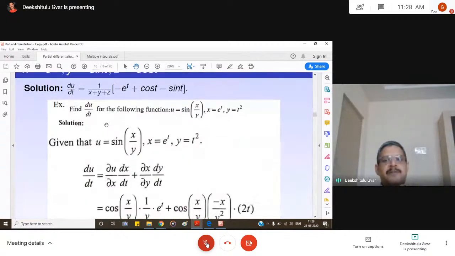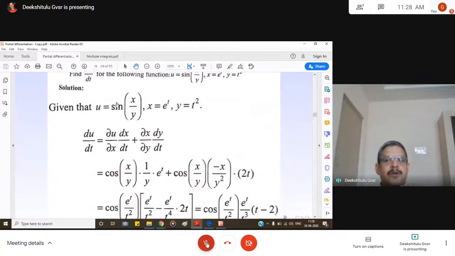Find du by dt for the following function: u is equal to sine of x by y, x is equal to e power t, y is equal to t square. So du by dt is dou u by dou x into dx by dt, plus dou u by dou y into dy by dt. So dou u by dou x is, first thing, cos of x by y, times the derivative of x by y with respect to x, which is 1 by y.